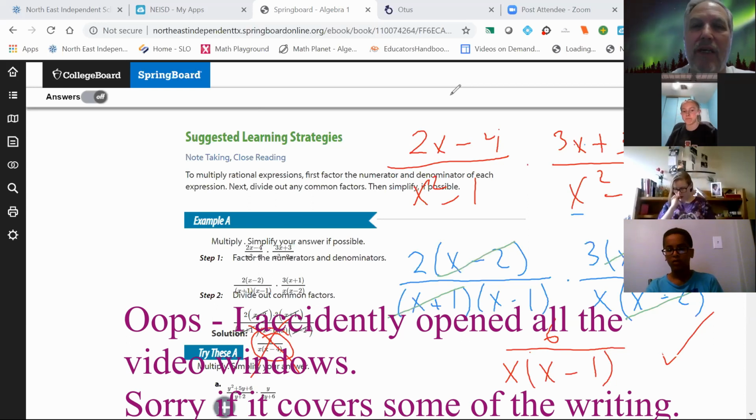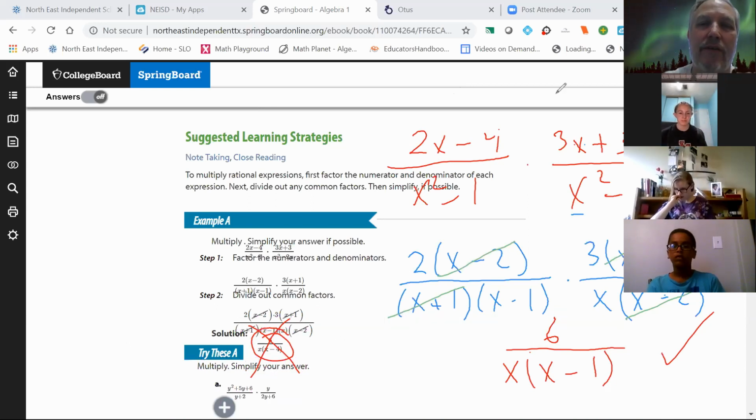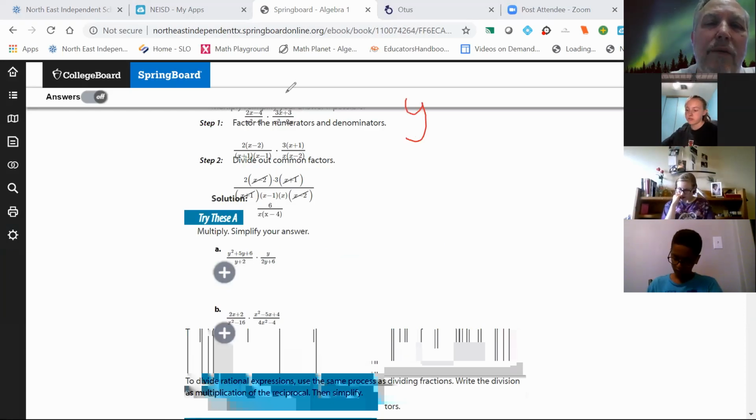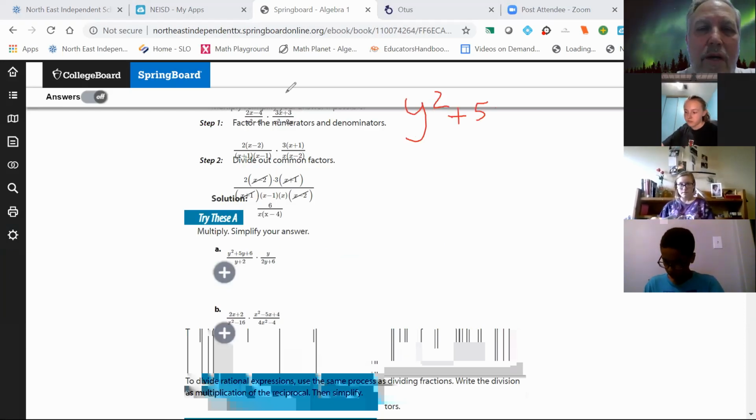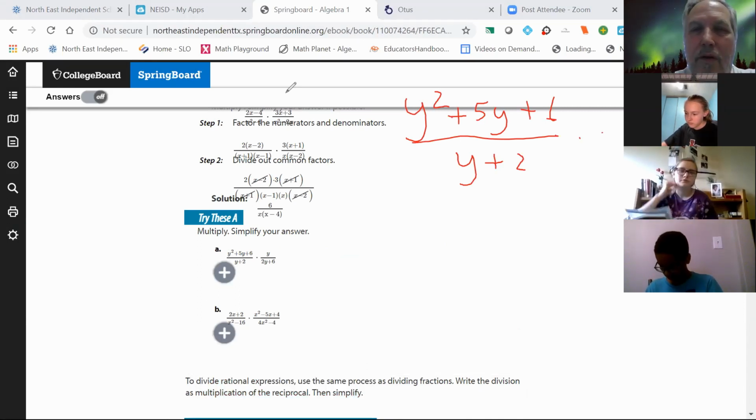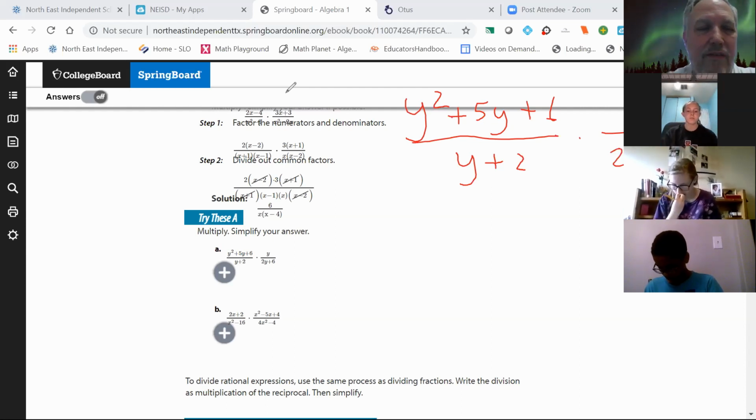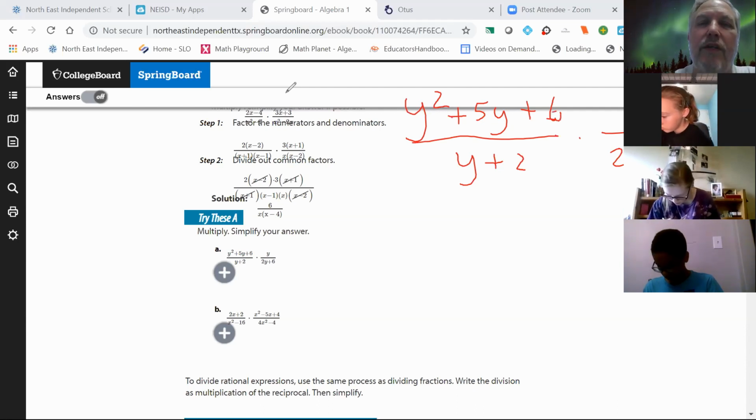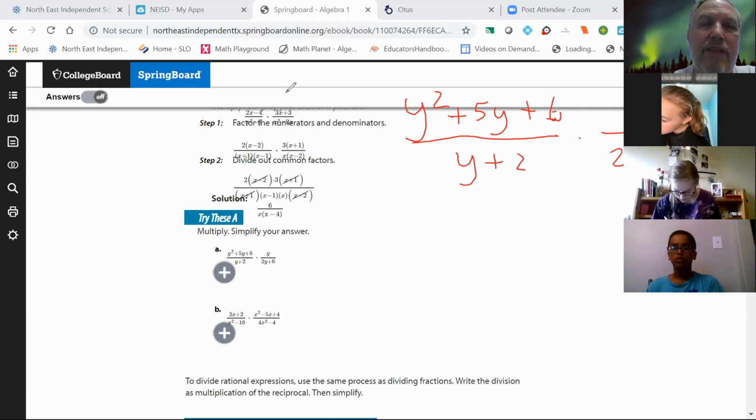So let's go ahead and we'll look at the try these here. All right, so we'll do try these A. Y squared plus 5y plus 6, all that over y plus 2 times y over 2y plus 6. So we'll go ahead and factor each of the different positions here. So we'll start off with the y squared plus 5y plus 6.